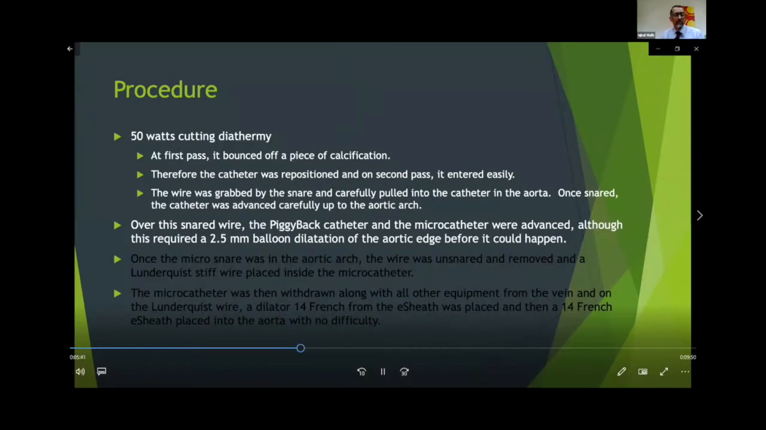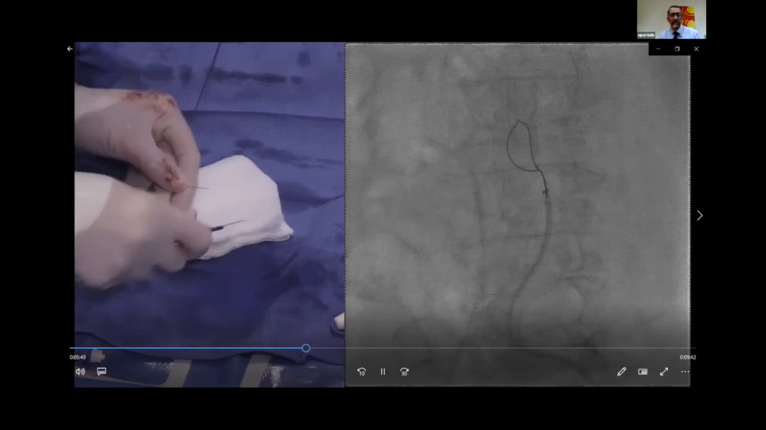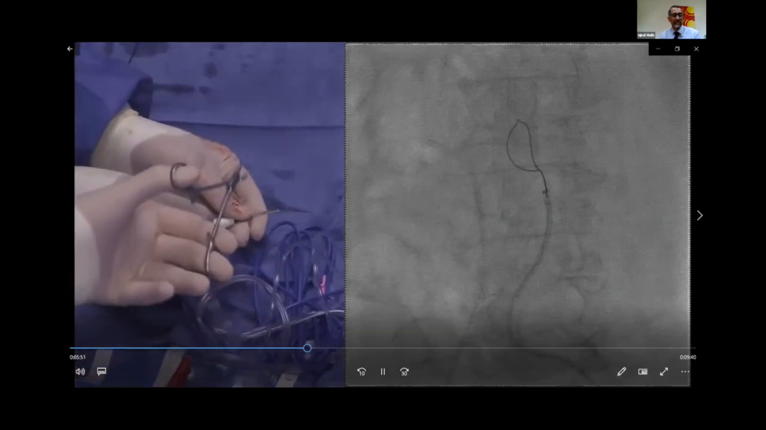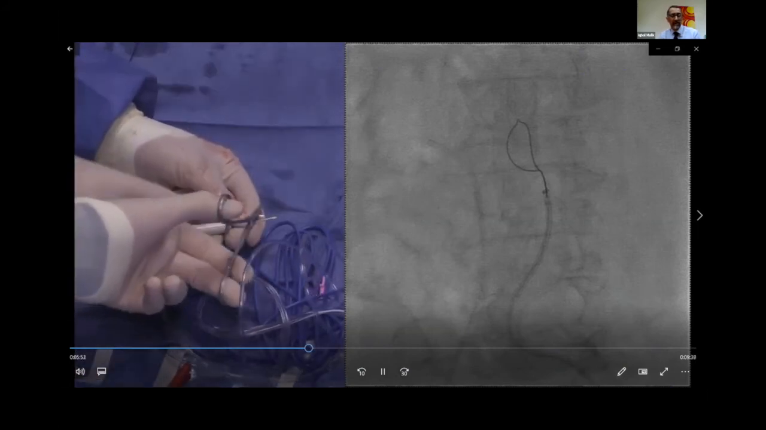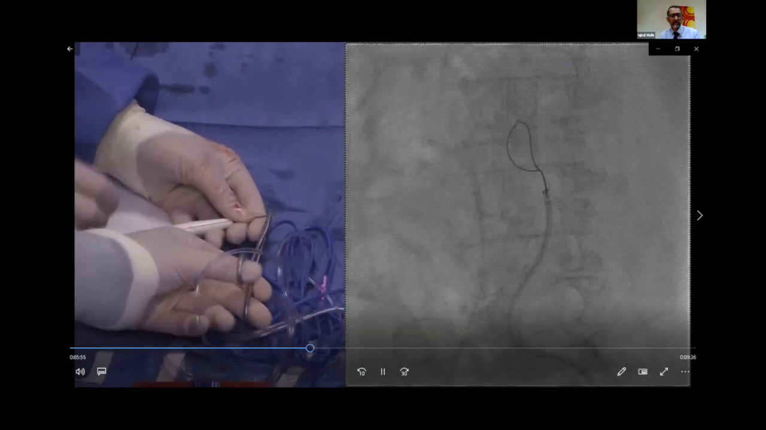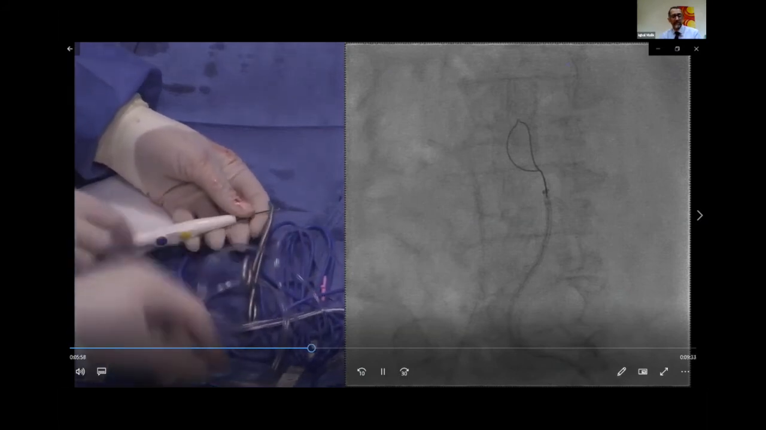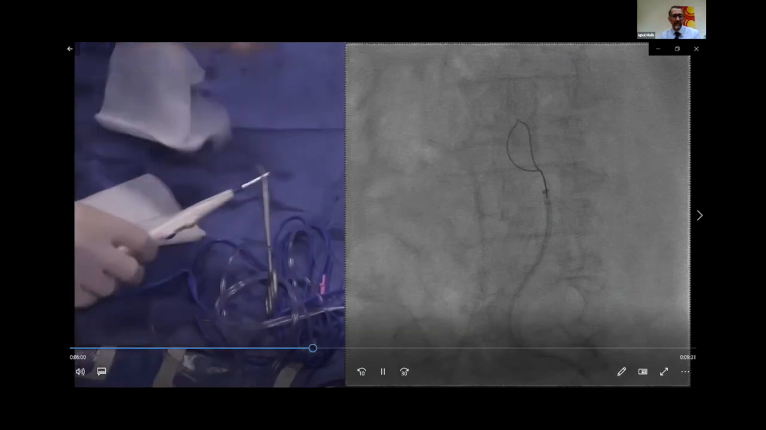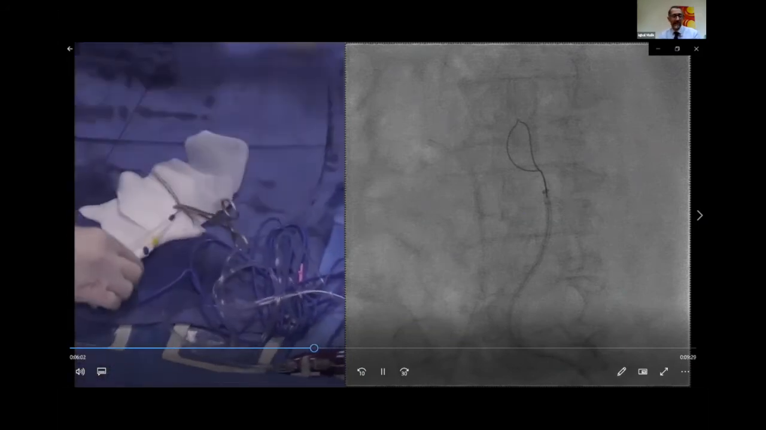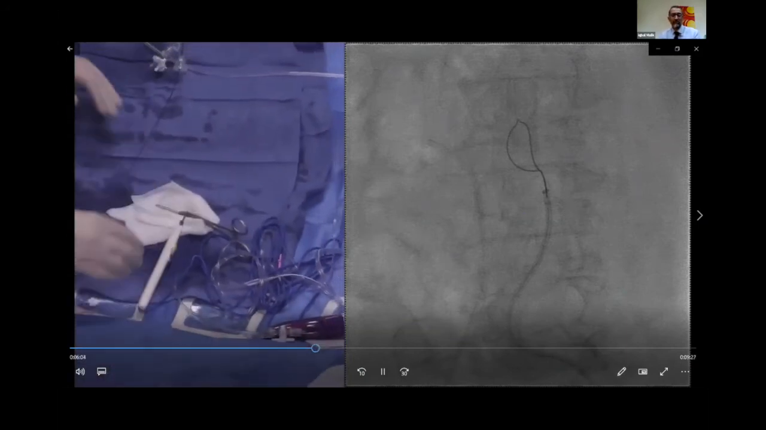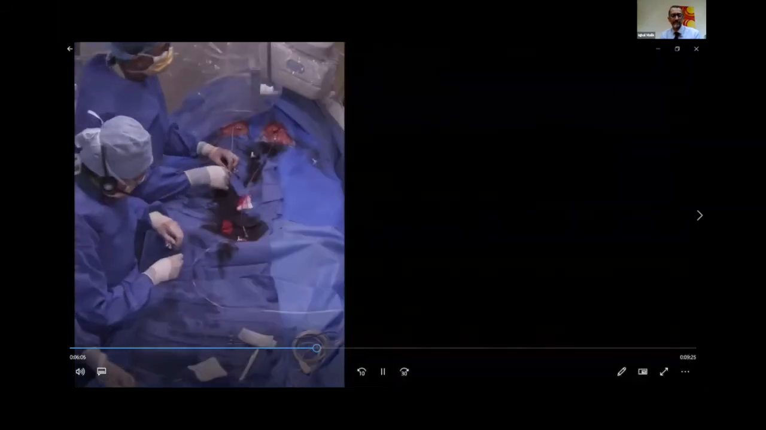So a 50-watt cutting diathermy, for those who don't use diathermy regularly, and we wanted to get through first time, but we didn't. Now, when we're pushing with the stiff wire, this is just attaching up the bovie, clamp it up with a scrape of the wire. The wire, remember, has been cut so that the flexible bit has been taken out. We don't use the stiff back end, but the stiff bit beyond the floppy bit of the top end.